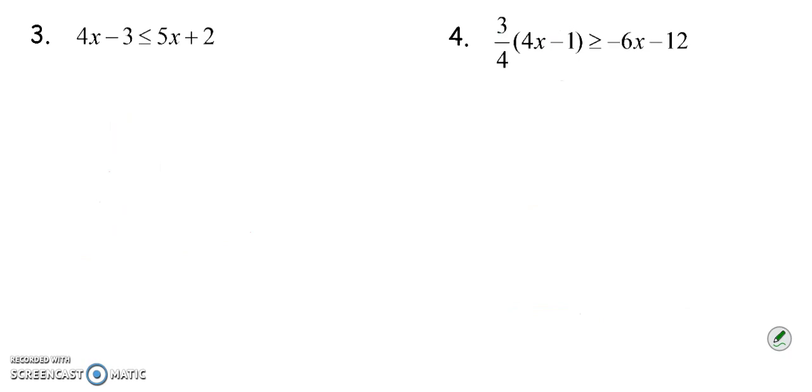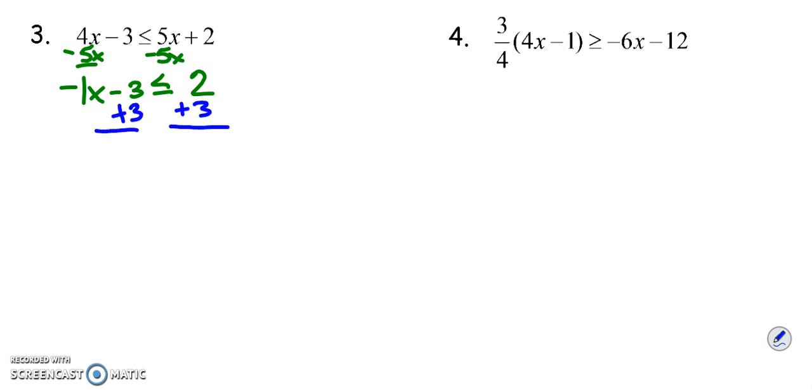All right, let's try just a couple more. So we want our variable to end up on the left-hand side, so we're going to subtract that 5x again. That means it's negative 1x minus 3 less than or equal to 2. We're going to bring our minus 3 over to the right with a plus 3. So that leaves us negative 1x is less than or equal to 5.